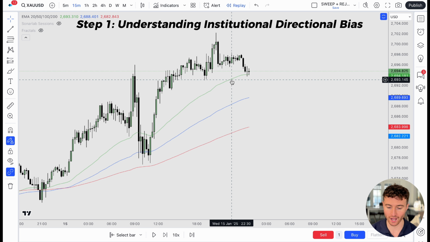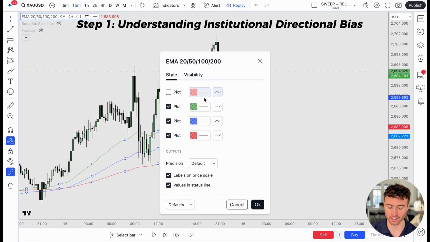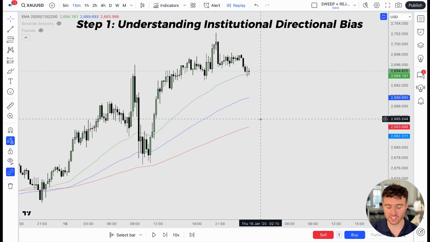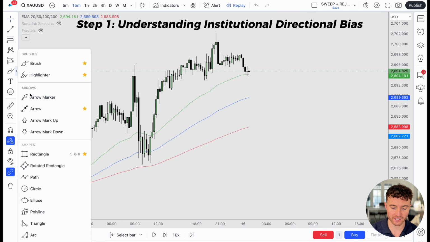So now that that's applied, double click on the indicator and you need to remove the 20. So make sure that's unticked and you've just got the 50, the 100 and the 200 applied to your chart. So this is what we use for the directional bias, okay? And this is where traders go wrong.